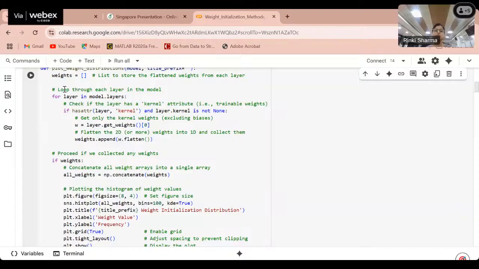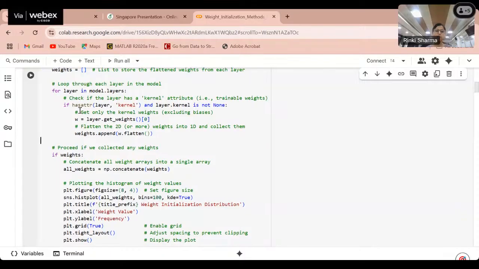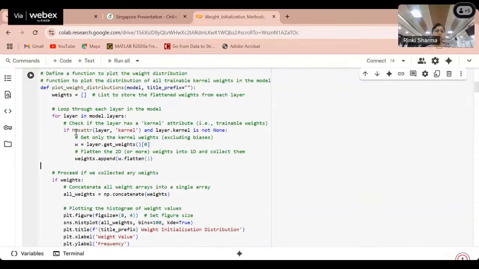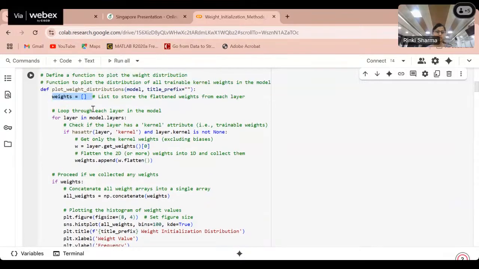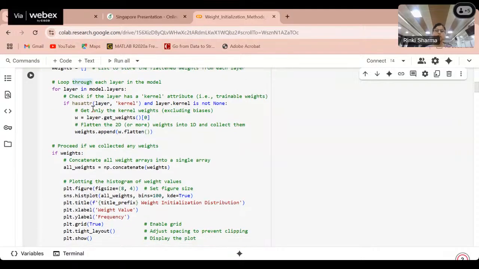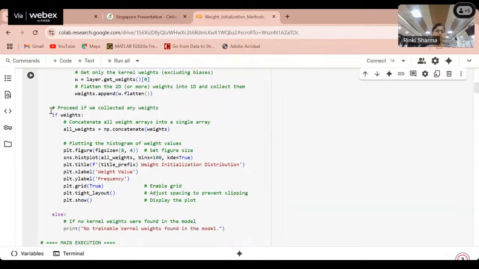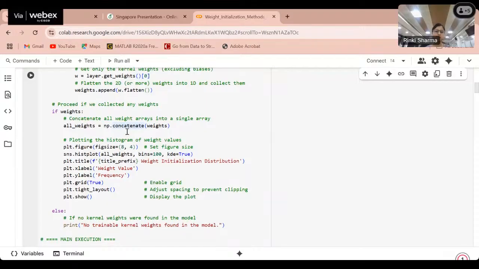For the second layer this is done, and the third layer again and again. For all layers this is done to create a weights list. So now we have a list which has multiple numpy arrays, one for each layer's weights. If there is an entry in weights, this condition will set all_weights equal to np.concatenate, which will concatenate all the weight arrays into a single array. So first we had multiple numpy arrays, and now we have a single numpy array which has all the weights of the layers.